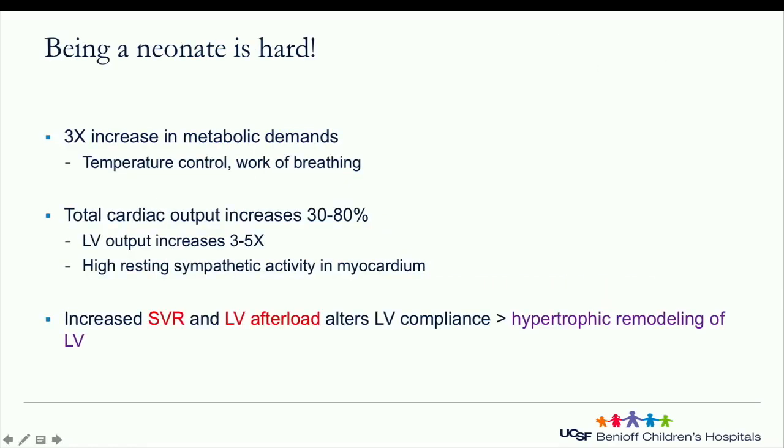So this transition is a huge physiologic challenge for the neonate. There are increased metabolic demands due to the baby needing to maintain her own temperature and take over the work of breathing. There is a compensatory increase in total cardiac output, with the greatest increase in demands on the left ventricle. And these changes in loading conditions and increase in flow from the LA are all going to serve to increase the afterload on the left ventricle and result in physiologic hypertrophic remodeling of the LV.